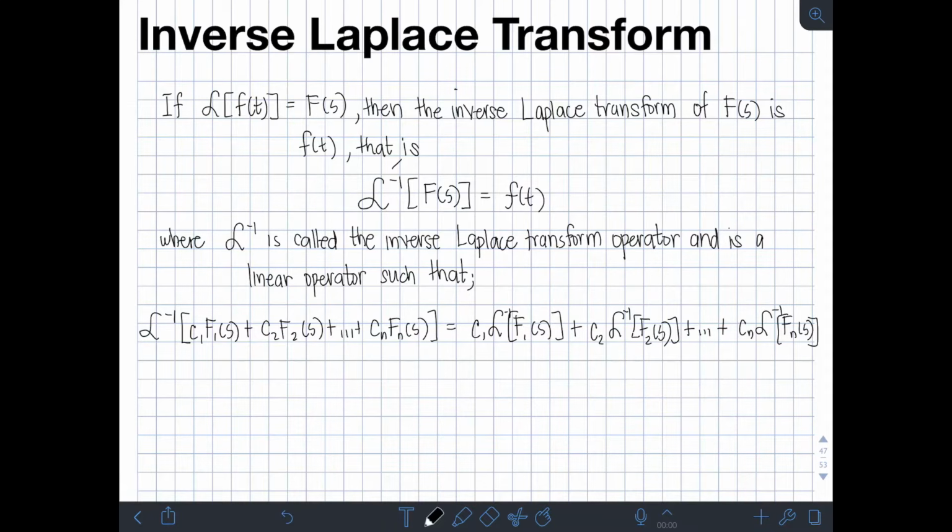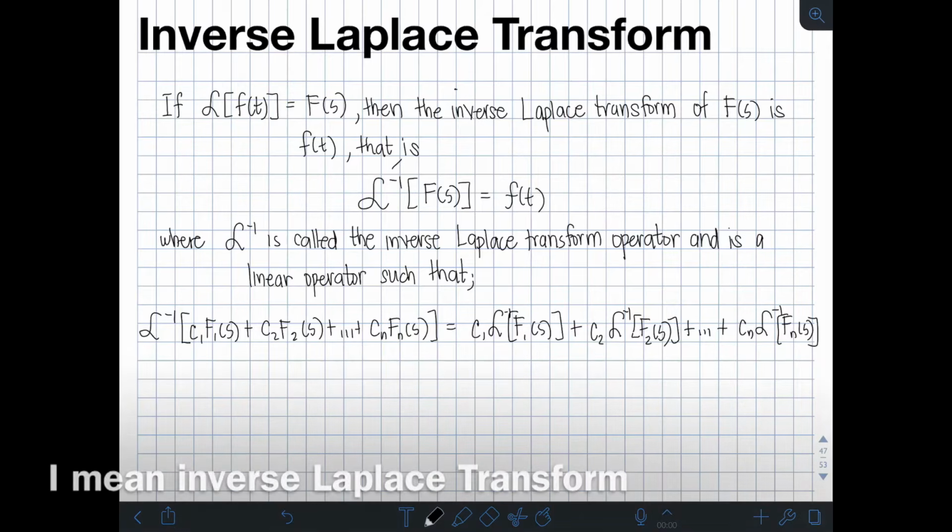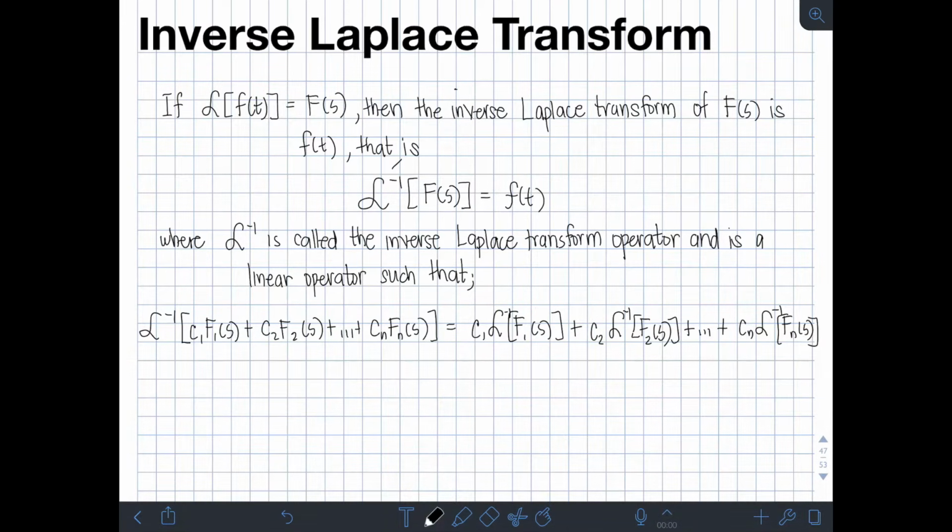Tapos, meron din tayong linear property for inverse Laplace transform operator. So, pwede mong i-distribute yung inverse Laplace transform operator dun sa sum or difference of different functions multiplied by a constant. So, pwede mong hanapin term by term yung inverse Laplace transform nung given sum or difference of functions. Okay, so parang ito yung property na yun. Okay? So, mag-solve tayo ng examples para ma-illustrate natin kung paano maghanap ng inverse Laplace transform.